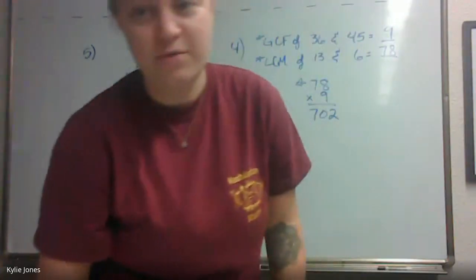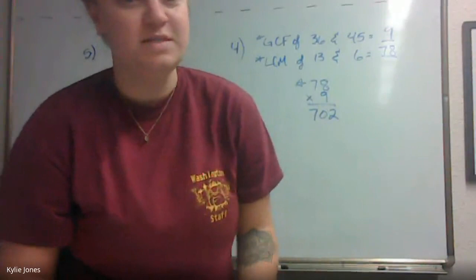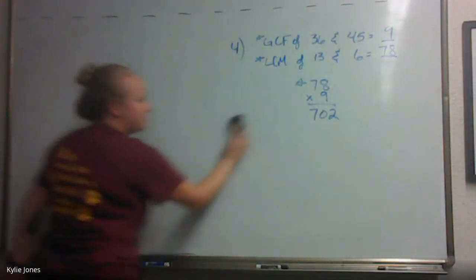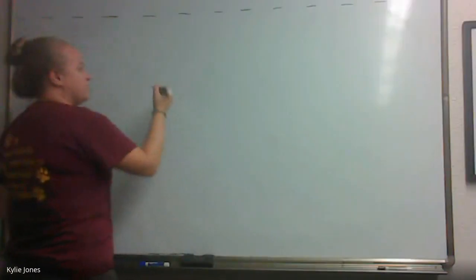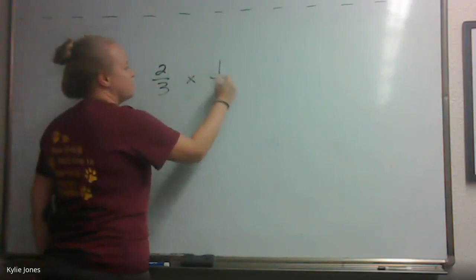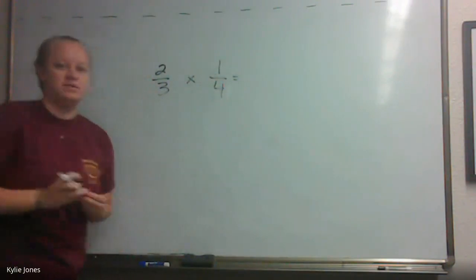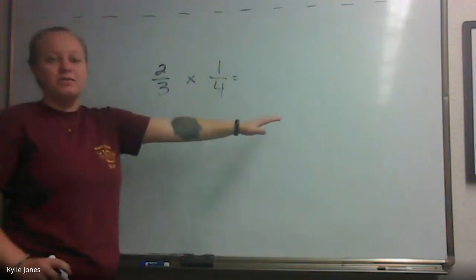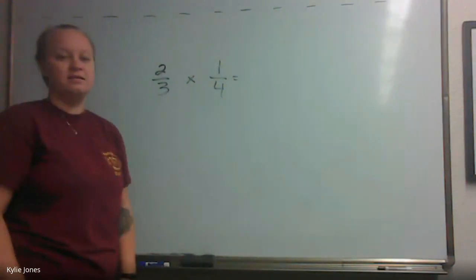Let's see. I just want to see what you guys do. If I were to put a problem on the board, let's say I put 2/3 times 1/4 on the board. So this is a multiplying fractions problem. What do I do to solve that?